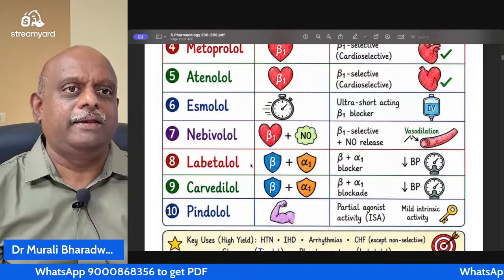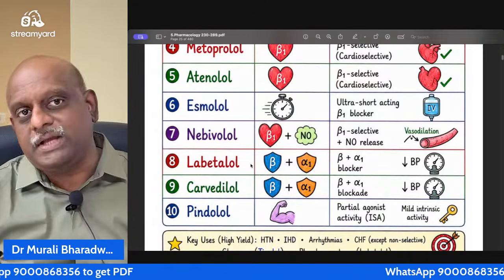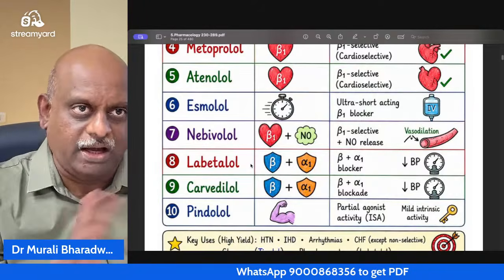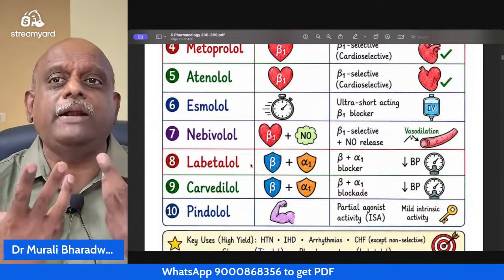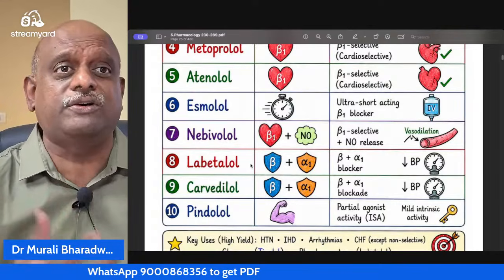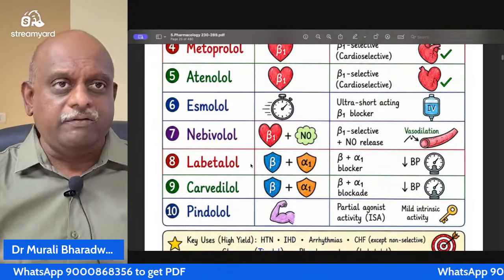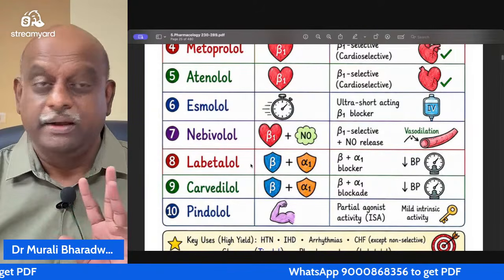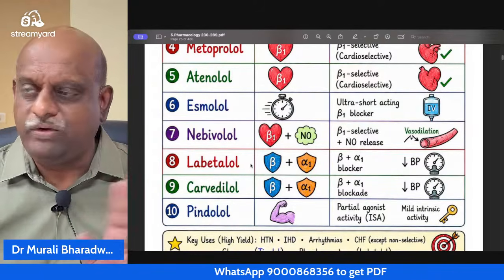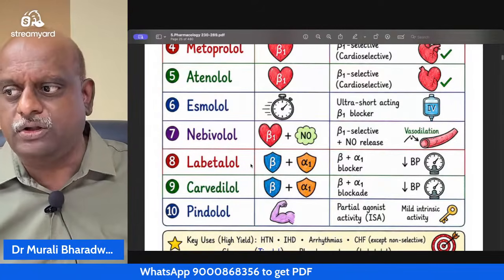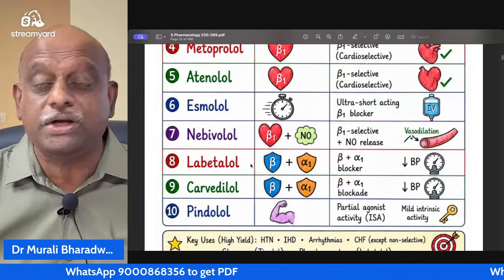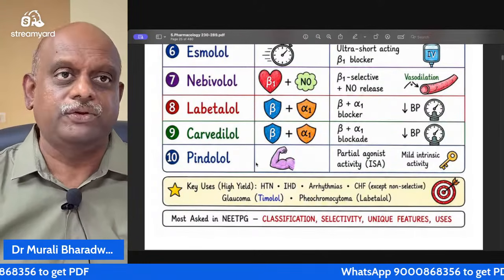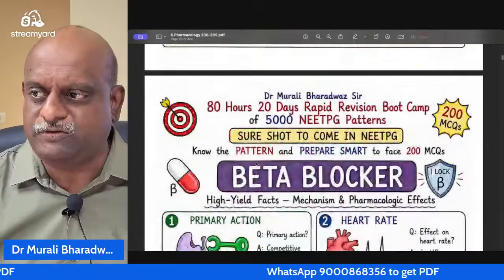Then labetalol. Labetalol is beta plus alpha 1 blocker, is what we need to remember. It is both alpha and beta blocker. What is the importance of labetalol? Labetalol is the one which is preferred in case of pregnancy. Carvedilol is both beta and alpha 1 blocker. Please remember, it is beta 1 plus beta 2, and beta plus alpha 1 also you should remember. Pindolol is a partial agonist with an intrinsic sympathomimetic activity. That is pindolol. So you will not forget all these specific points, right?